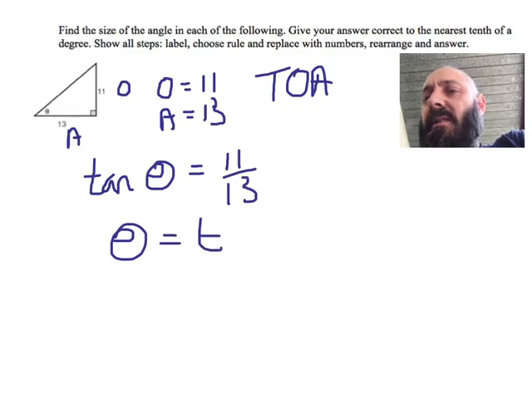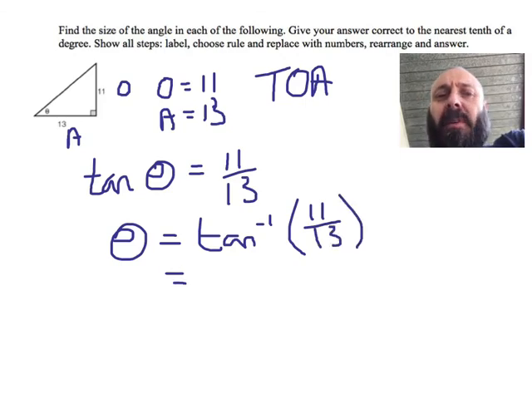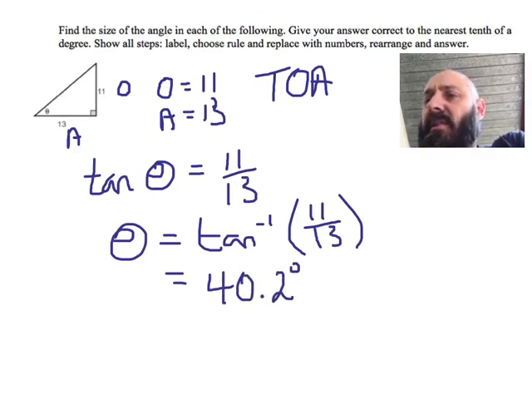Theta is the anti-tan of 11 over 13, which is hopefully 40.2 degrees. And we're done, and I think I'll take a break and then come up with some questions where I have to draw the triangles.